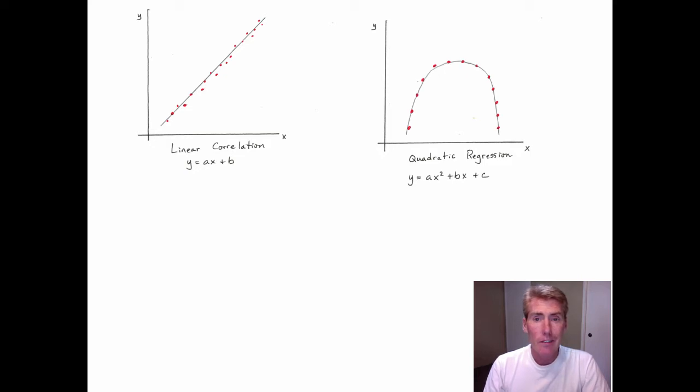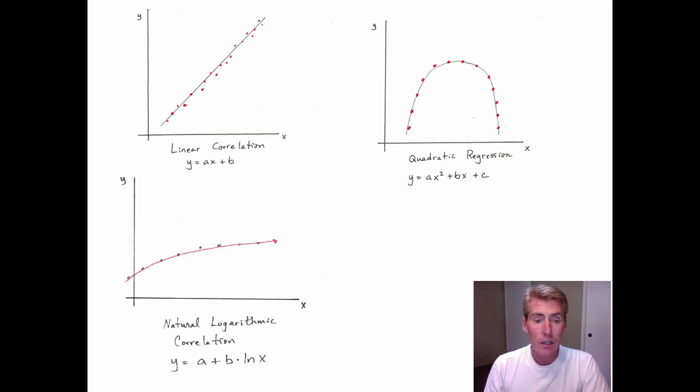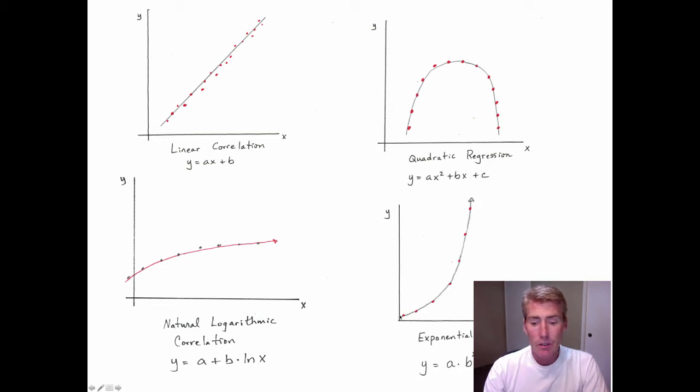Then it could be, instead of a parabola, it could be a shape like this. Well, this shape is starting off low and it's slowly going up. So at first it goes up a little bit fast, and then it keeps going up but not very rapidly. That is logarithmic correlation. And then it could be that something that starts off very low or very small, grows a little bit, and then grows really fast. That's exponential regression.